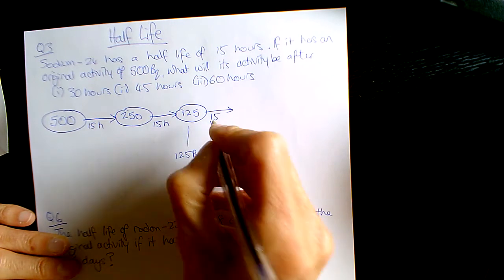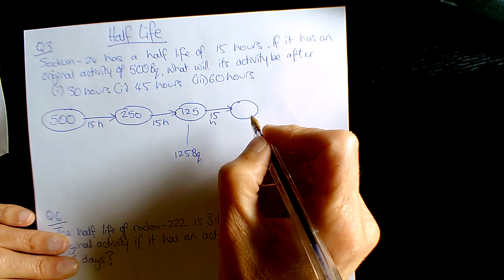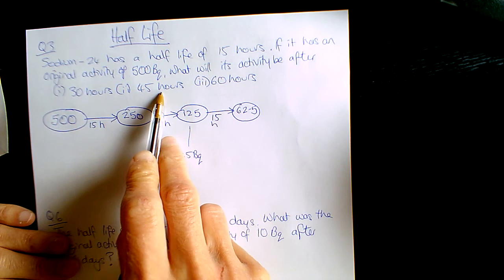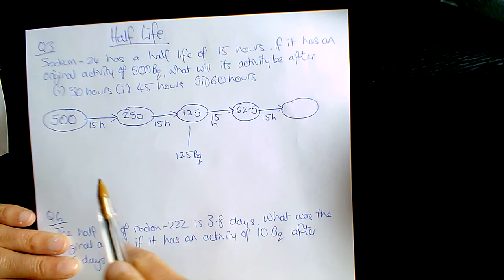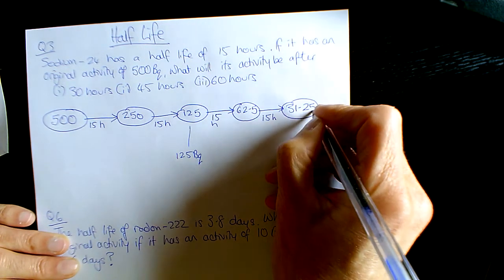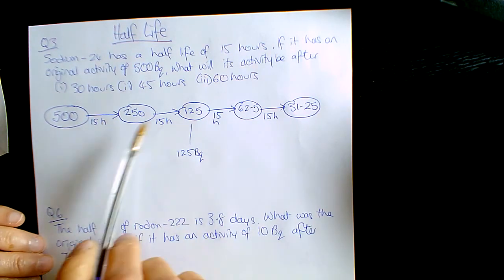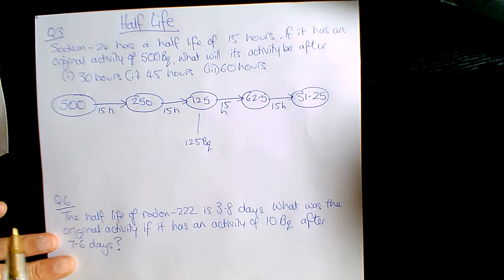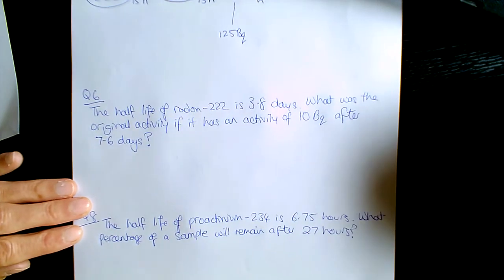After another 15 hours, so you're now up to 45 hours, half of 125 is 62.5 becquerels, so that's your answer to this question here. And then after another 15 hours, so you're now up to your 60 hours, half of 62.5 is 31.25 becquerels. Okay, so that is how to go about answering that kind of question, and this method you can use for most half-life calculations.